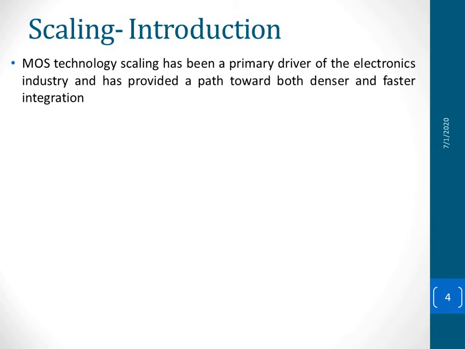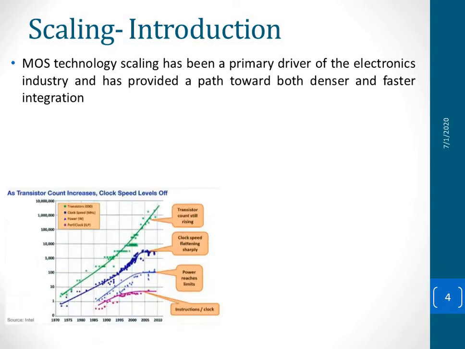As you all know, in an IC, the transistor count is considered for the IC integration level. So MOS technology scaling means dividing, bifurcating or making into small parts. This technology, scaled or divided or reduced, has been a primary driver of the electronics industry and has provided a path toward both denser and faster integration.